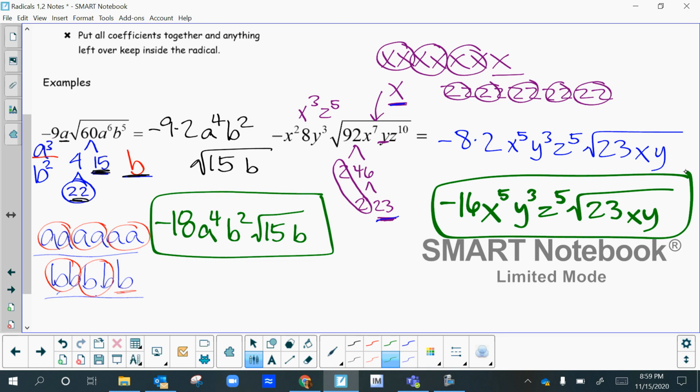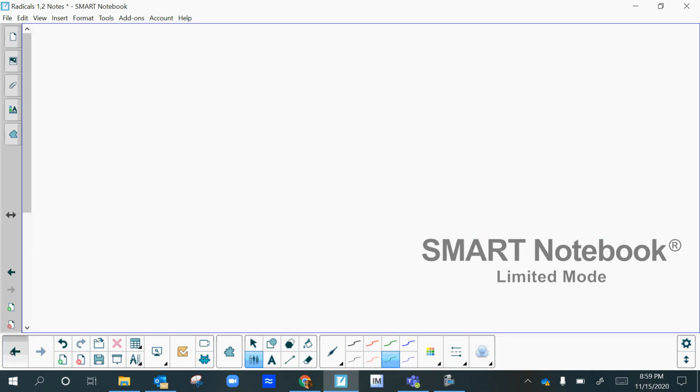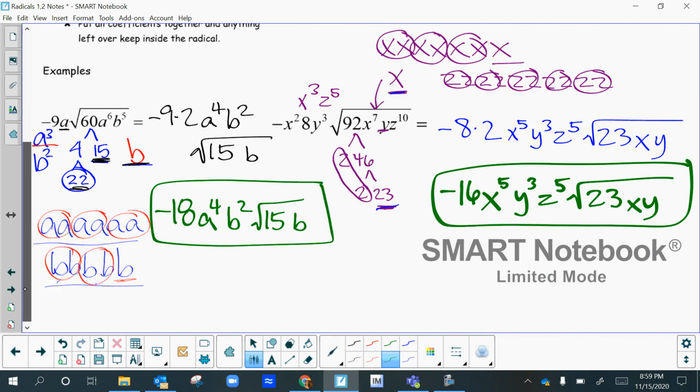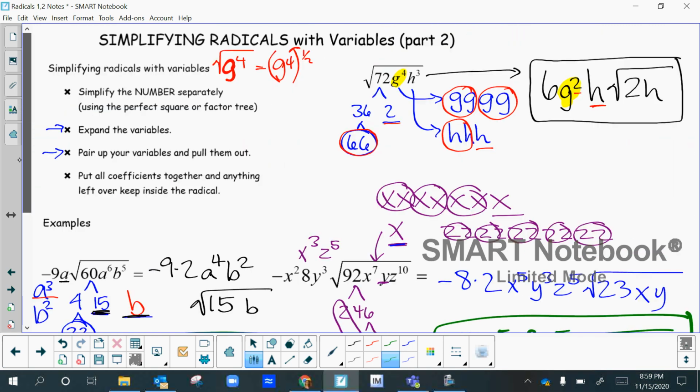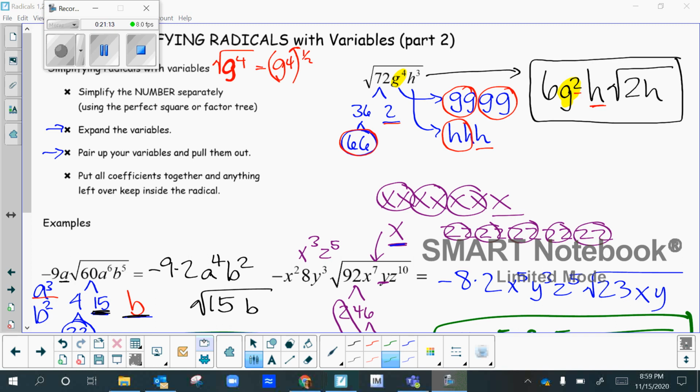Okay. I think that was the last example. It sure was. Let me make sure there's not one under there. Okay, and that is simplifying radicals with and without variables.